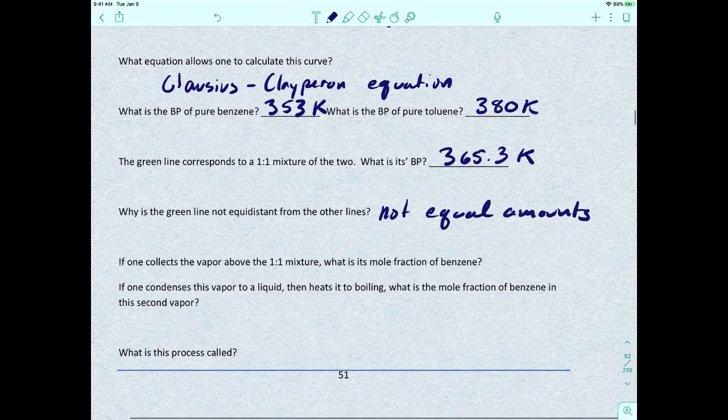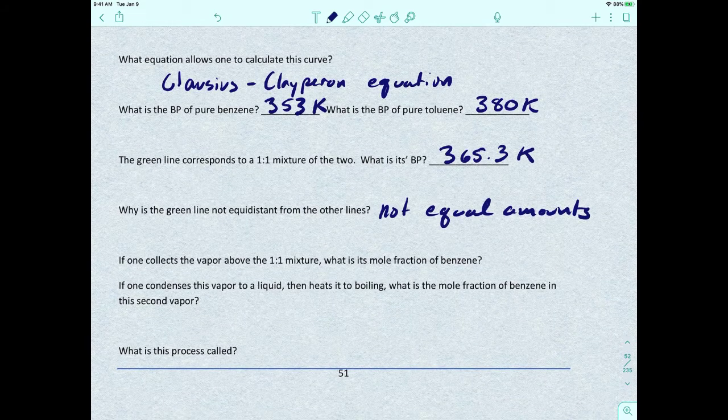Okay, so if one collects the vapor above the 1-to-1 mixture, what is its mole fraction of benzene? Well, if we were to calculate the mole fraction of benzene, that would be the pressure of the mixture at that pressure divided by the pressure of pure benzene. If we were to calculate the mole fraction, it should be around 0.71.